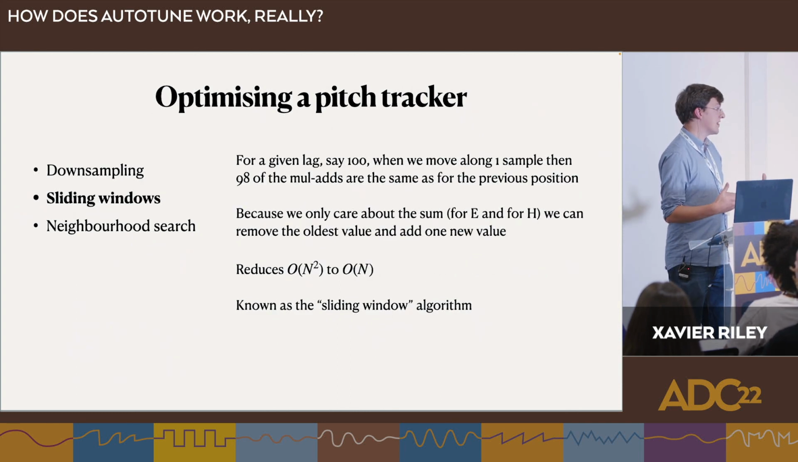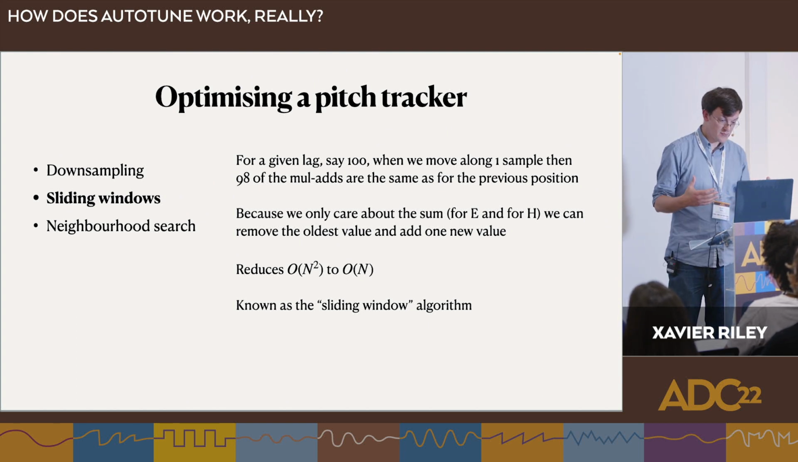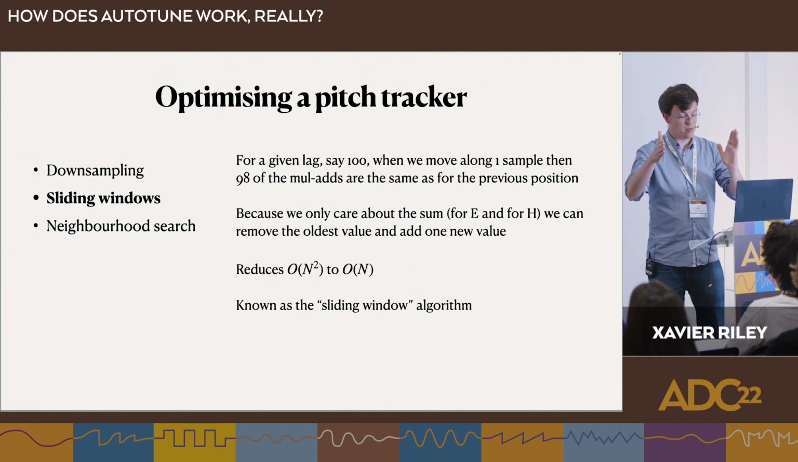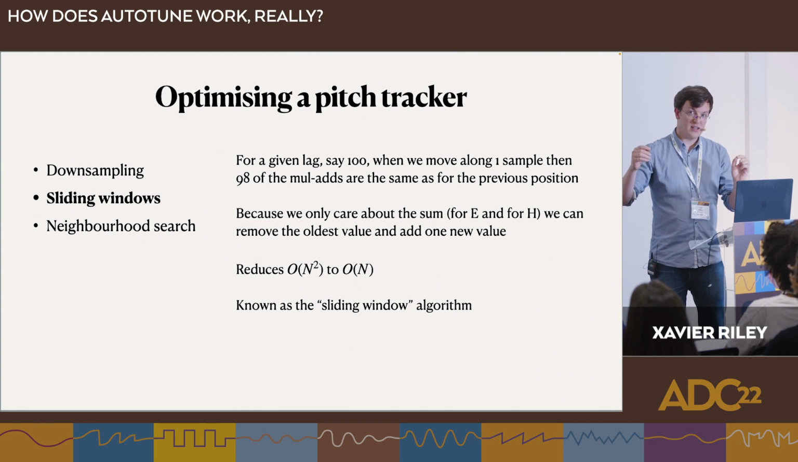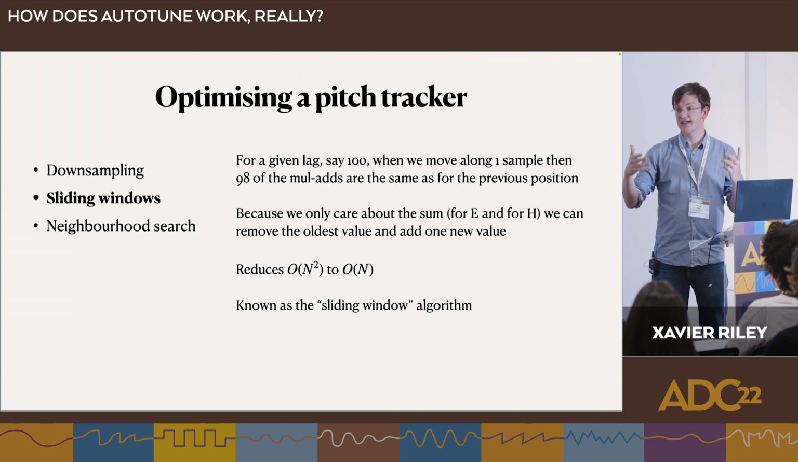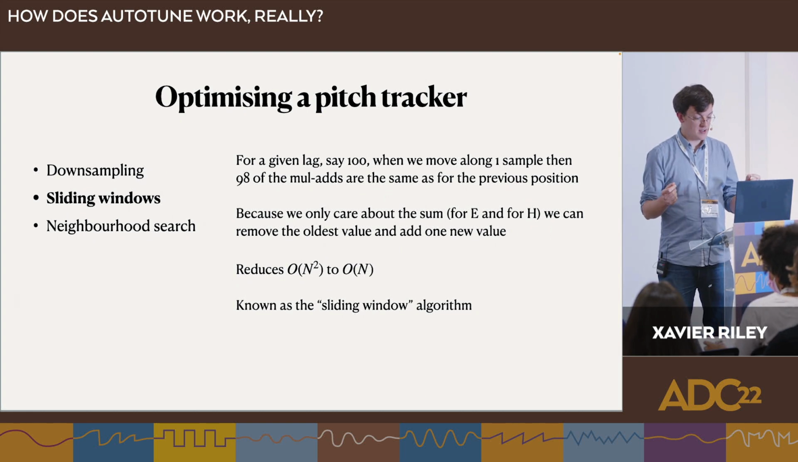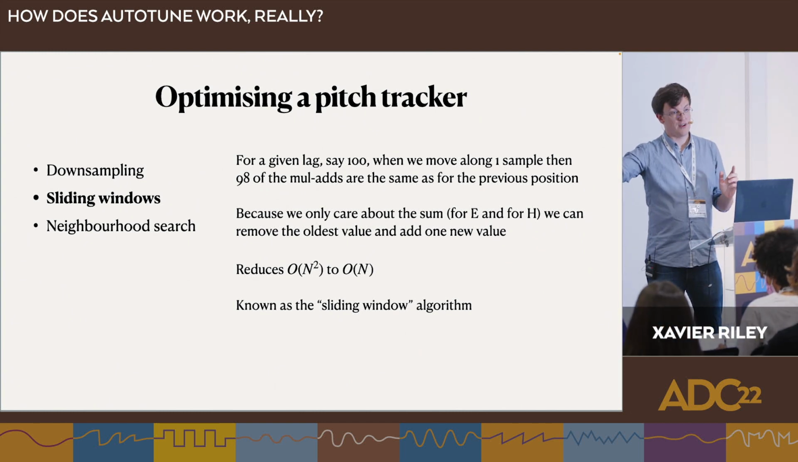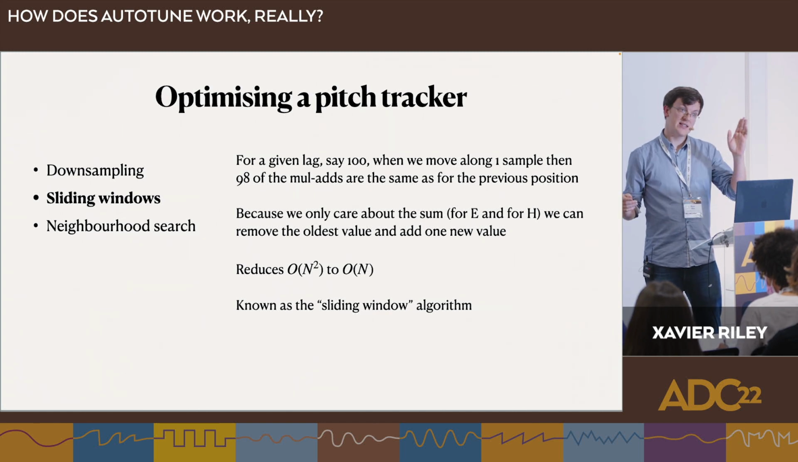The other thing we can take advantage of is that it's very amenable to a sliding window algorithm. So once you've calculated a lag, if you move along by 1 sample point, time t plus 1, then 98 of those calculations are the same. So you've already done those. So if you can cache them, if you can memorize the sum for that lag, you can get away with just calculating one new one on the leading edge and deleting one old one from the trailing edge.